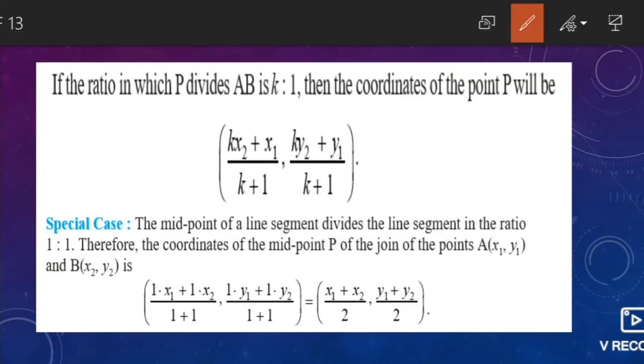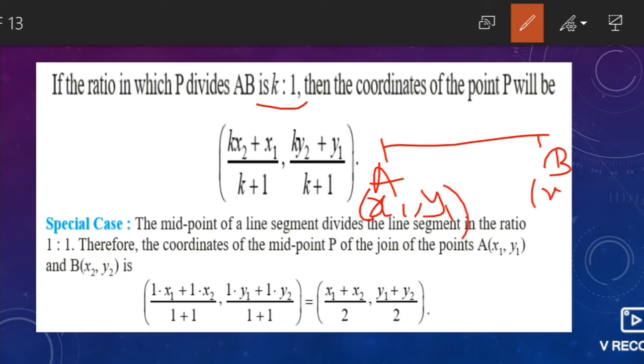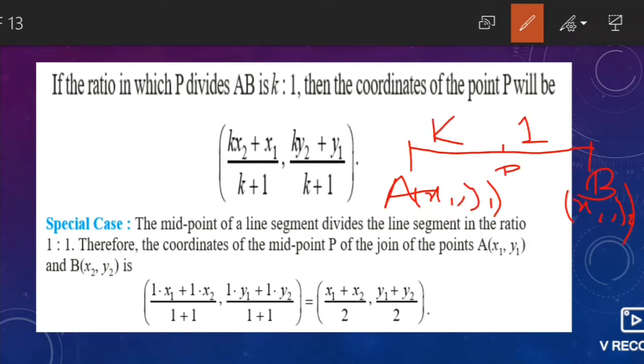Now suppose P is a point which divides AB in the ratio k is to 1. Suppose this is A, this is B, and the coordinates of A and B are the same, (x1, y1) and (x2, y2). That means now, in place of m1 is to m2, it is given as k is to 1. So what will be the coordinate of this point P?